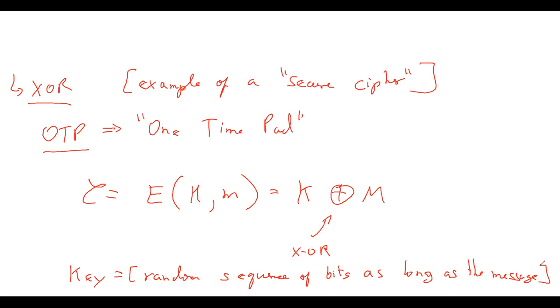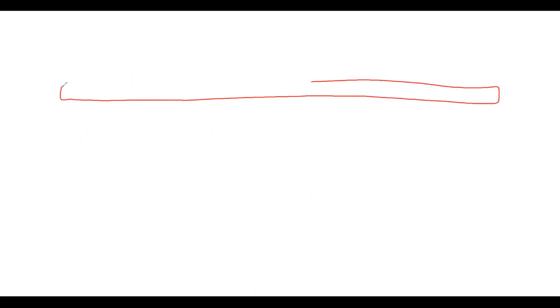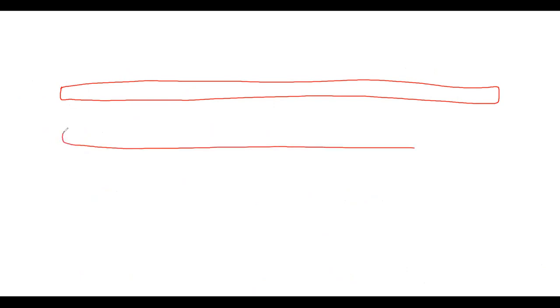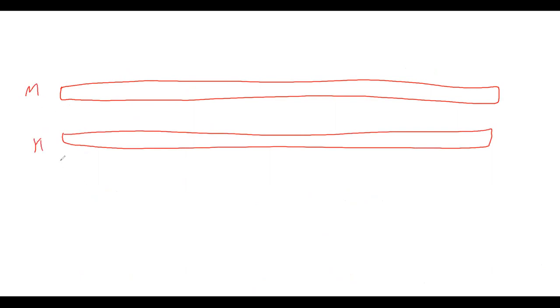What do you think about that? Imagine you have a Netflix movie, and we put that movie from beginning to end, it would be a very large sequence of bits. And now we're saying that we have a message, we have a key, and the key needs to be as long. Message length is equal to key length.